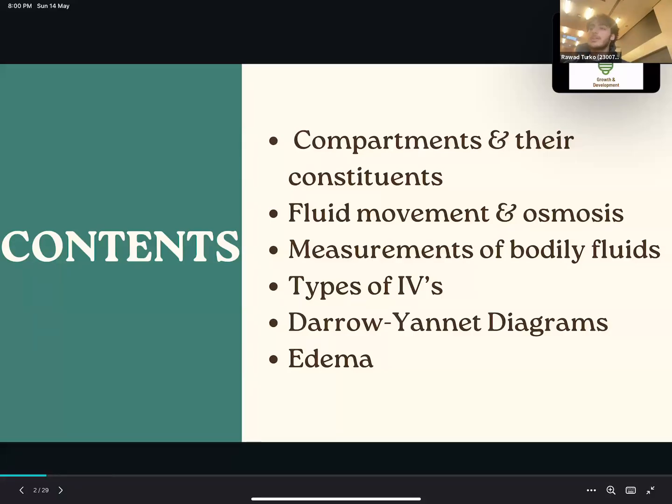So let's go through the contents of this PAL session. We're going to be talking about the bodily fluid compartments and their constituents, fluid movement and osmosis, the measurements of bodily fluids, different types of IVs, most importantly, the Darrow-Yannet diagrams, which is what we're going to be getting most of our questions from, and finally, edema.